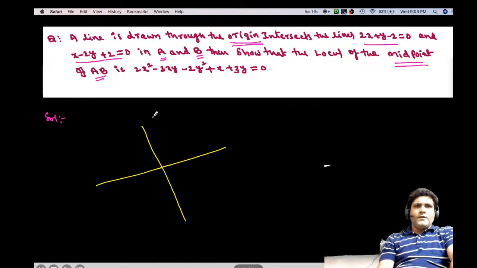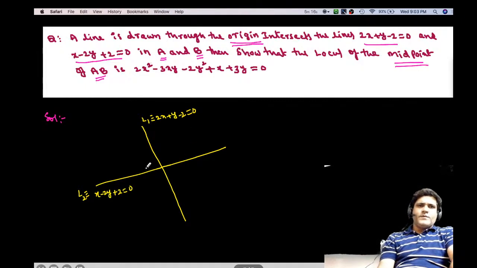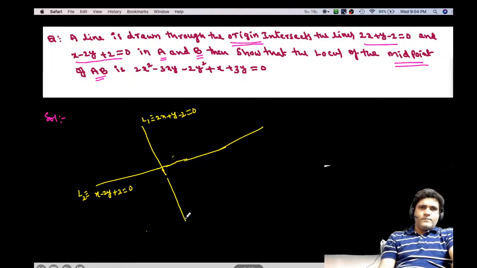So, this is the line L1, that is the first line, 2x + y - 2 = 0, and this line L2 is the second line, that is x - 2y + 2 = 0. The product of the slopes is -1. These intersect at right angles.